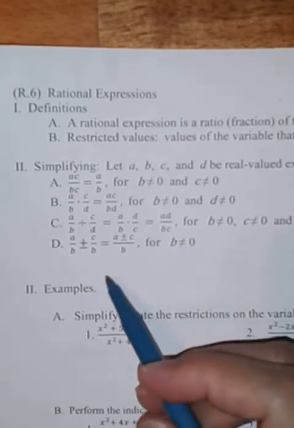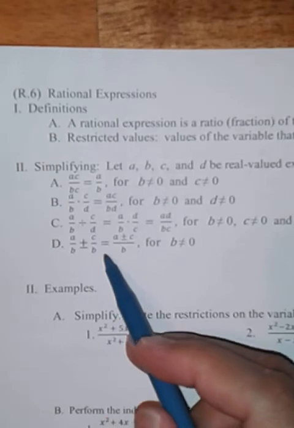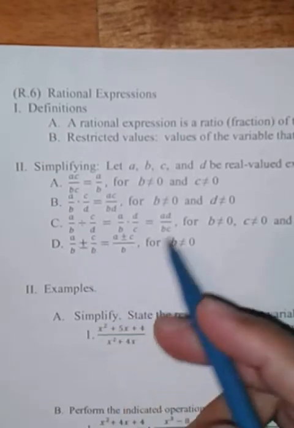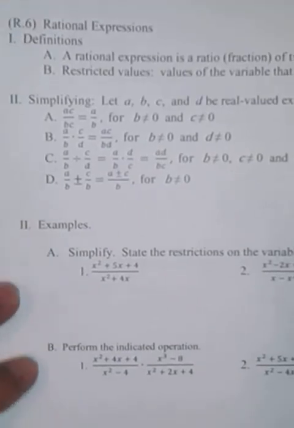And again, b cannot be 0. And that just tells us that we can add or subtract fractions if they have the same denominator, and we add or subtract just the numerators. All right, let's try some examples, see what we should be able to do with that.